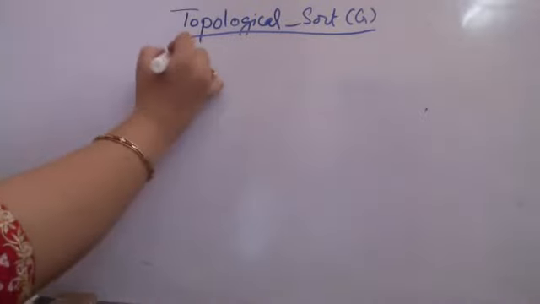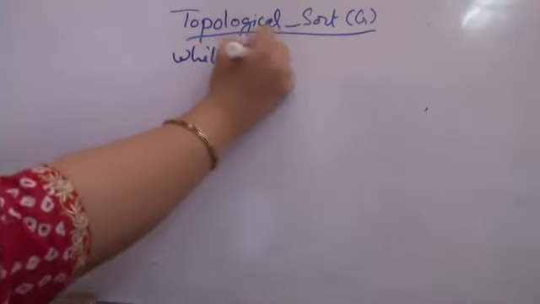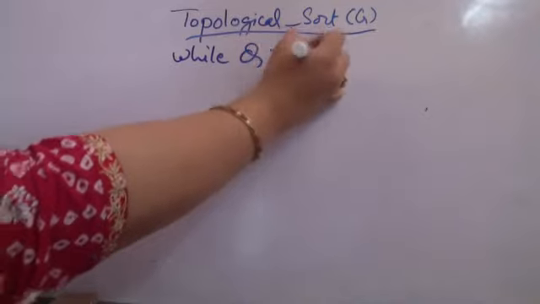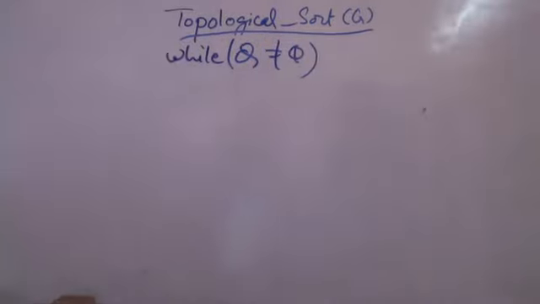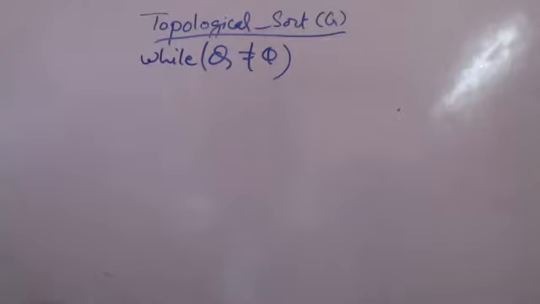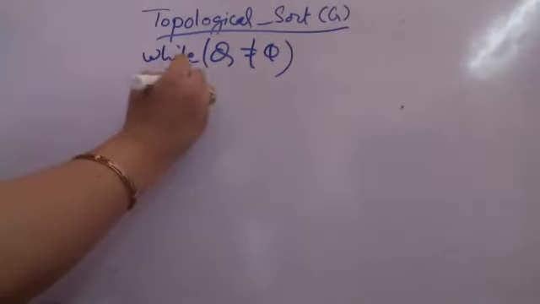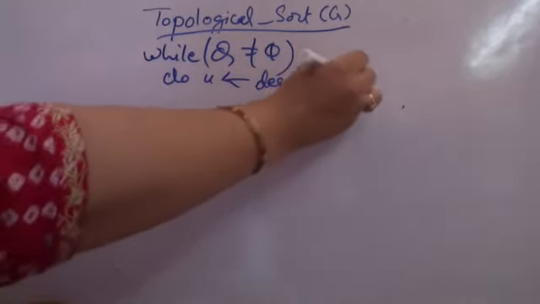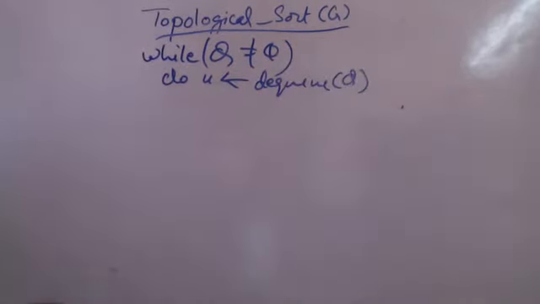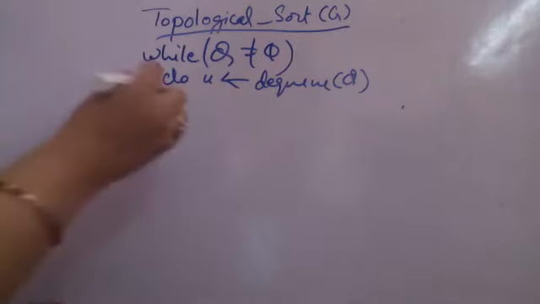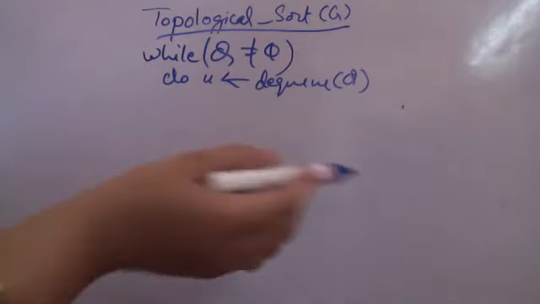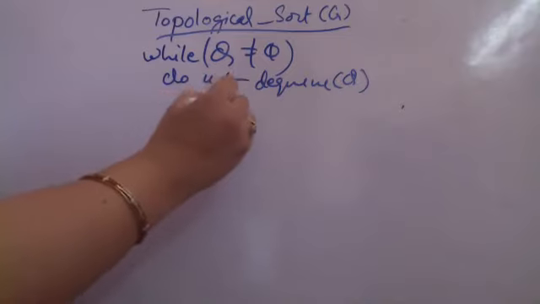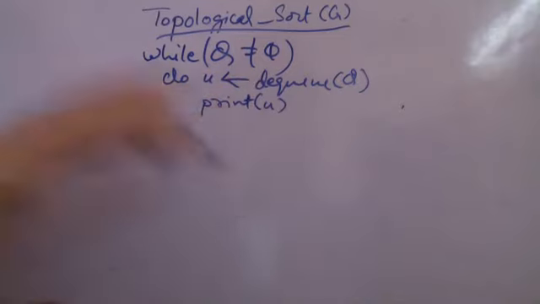So while my queue is not empty, I am going to run this loop. I am taking an element out from the queue, so I'm calling some dequeue function, and I'm storing the vertex U. Now U, if you want to store in some list, you can, or you can simply print U. This is the first element of the topological sort. So you're printing them in the same order, or you can save it however you want.